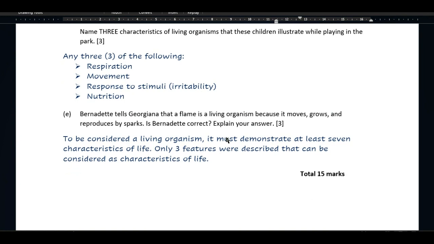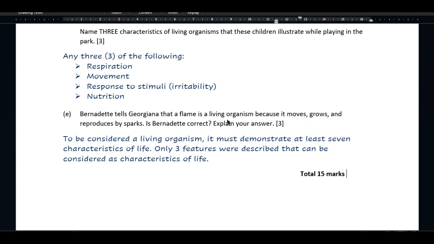Okay. And for the last part, right? We're talking about Bernadette saying that the flame is a living organism, and she's giving three characteristics, three features that to her demonstrate that the flame is a living organism. And to answer that one, it's a very straightforward answer. Any object that you're observing or investigating to figure out whether it's a living organism or not, that thing has to clearly demonstrate at least seven characteristics of life, which we use the acronym GRIMNA to list, right?